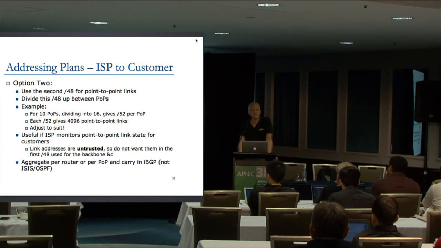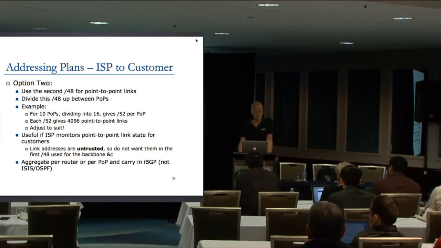I mean, a /48 in theory is for a site, for whatever definition of a site. So you could give a /48 per PoP for numbering point-to-point links. That gives you 65,000 point-to-point links per point of presence. Or you can divide it up as I've done in this example. For 10 points of presence, divide into 16. Guess what? A nibble. So it gives a /52 per PoP.